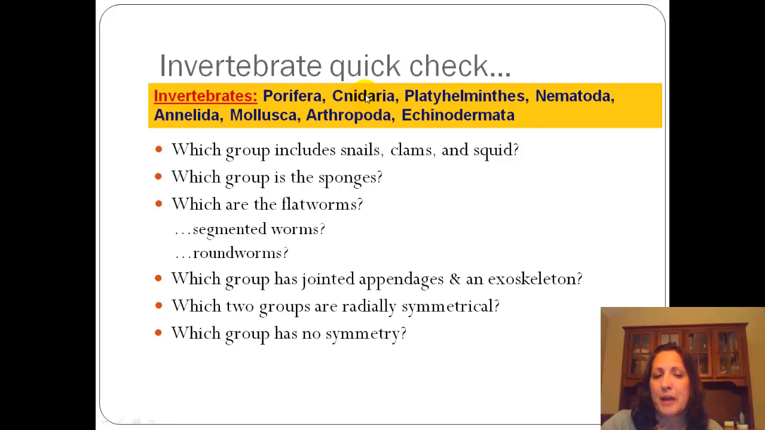And which group has no symmetry? And that is the porifera. So they have no symmetry. There's no line that you can cut a sponge in half and have 2 equal halves. I'll show you a sponge in class, and you can see that for yourselves.